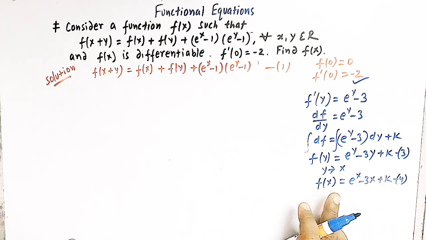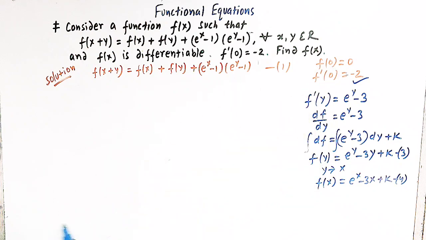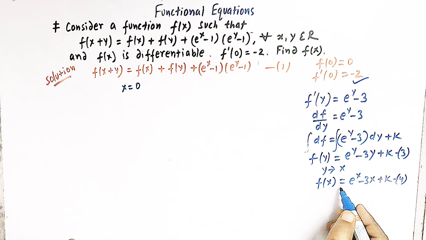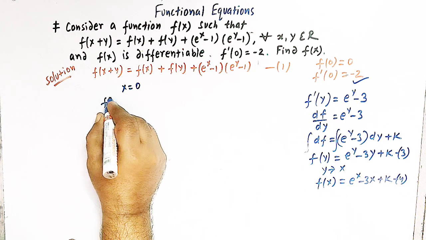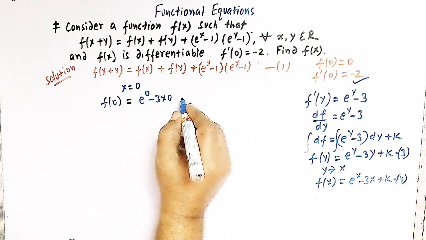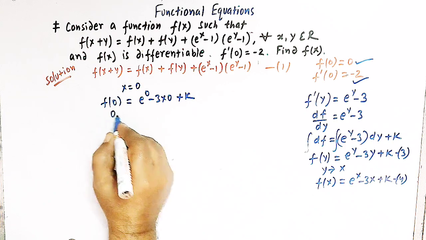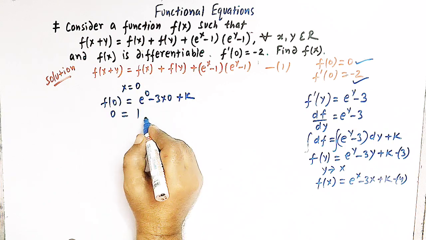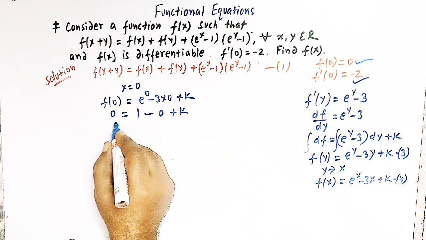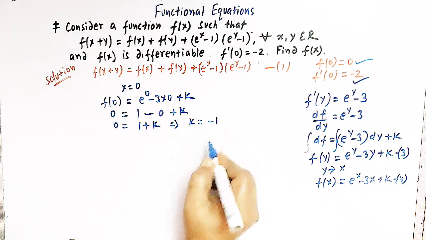So let us use this result, that is f of 0 is equal to 0, right? So taking x is equal to 0 in this equation number 4, we have f of 0, then we have e raised to 0 minus 3 times 0 plus k, and f of 0 is equal to 0. So here we have 0, e raised to 0 is 1, and this is 0, and here we have plus k. So we have 0 is equal to 1 plus k, and this implies k is equal to minus 1.